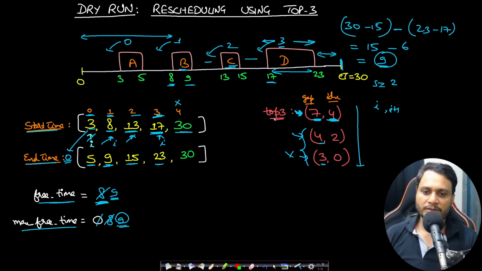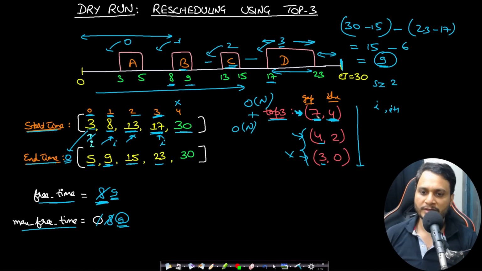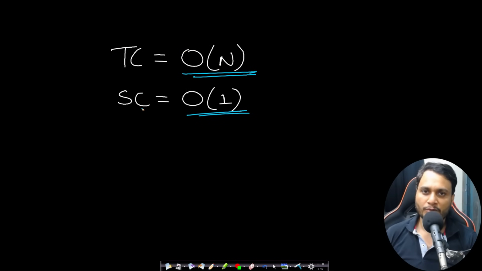And if you have understood this, the calculation of top 3 required order of n time, and after that we are parsing over this entire array in order of n time. So both these will be added, and so the time complexity is order of n. The space complexity is only order of 1 because we are just using 3 size space for maintaining top 3, and these are the 2 variables, right? So I hope this entire approach is clear. Let's now look at the code.